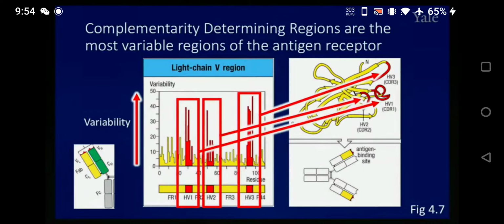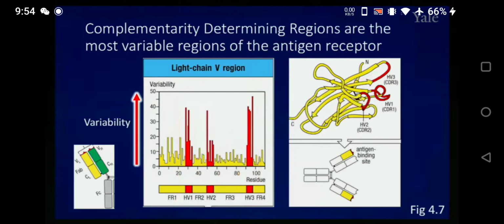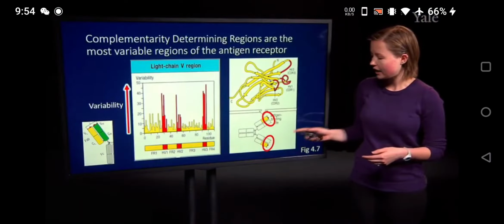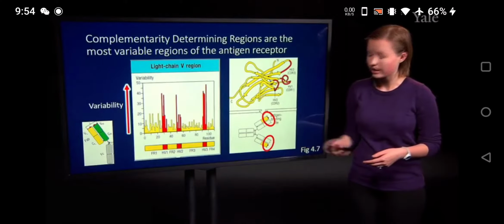So if we look over at our picture in the corner, you can see that the very outer edge is the red part. That is the red part here, and this is the part that will be responsible for binding to antigen, and this is why these regions are particularly diverse as compared to the yellow regions, which are providing structural integrity to the protein. And so this is just highlighted here that these red regions are on the outside where antigen binding will actually occur.